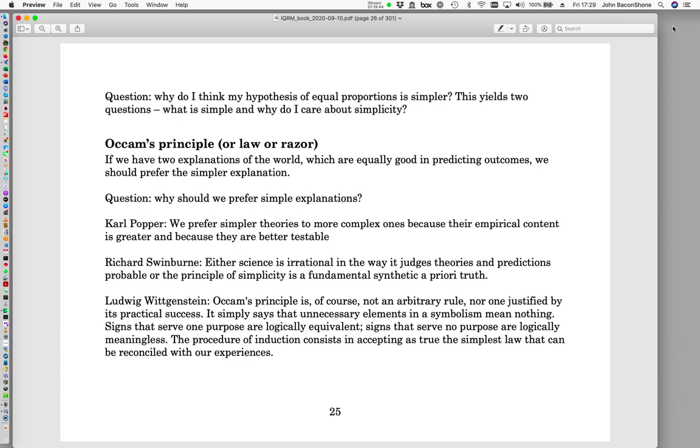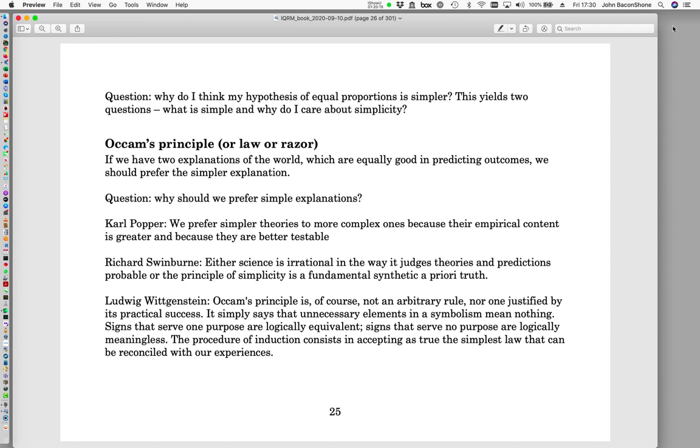This does beg a question. Why do I think the hypothesis of equal proportions is simpler? So this actually yields two questions. First of all, what is simple? And secondly, why do I care about simplicity? Or even, I guess there's maybe even a third question, why do I think simplicity is a good thing? Okay, so that turns out to be a rather deep philosophical question.